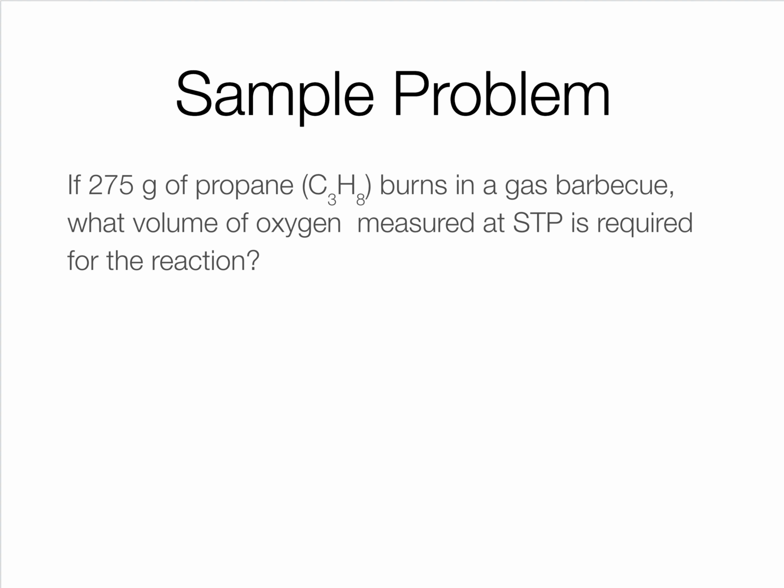Here we have a couple of sample problems. In our first problem, we have 275 grams of propane, C3H8, burning in a barbecue, and we're asked to find the volume at STP of oxygen required for the reaction.